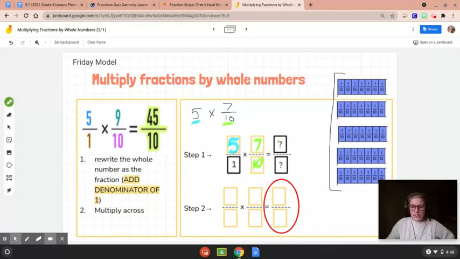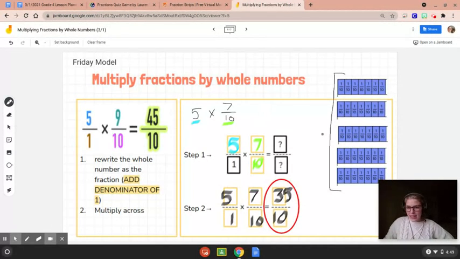Now, to find the answer, we need to multiply straight across. I'm going to go down here. I have my 5 over 1 times 7 over 10. And I already know just off of my head, but you can use a multiplication chart, that 5 times 7 is 35. And denominator, 1 times 10 is 10. So notice how the denominator stayed the same. When you're multiplying fractions by one whole number, your denominator should stay the same, okay?